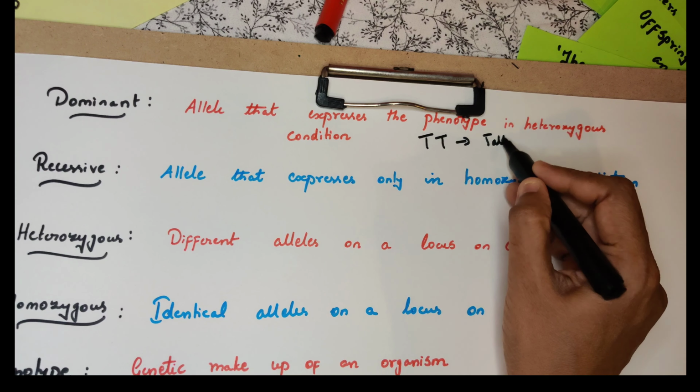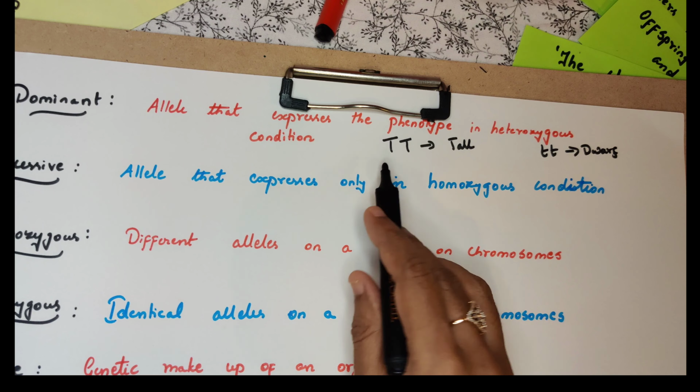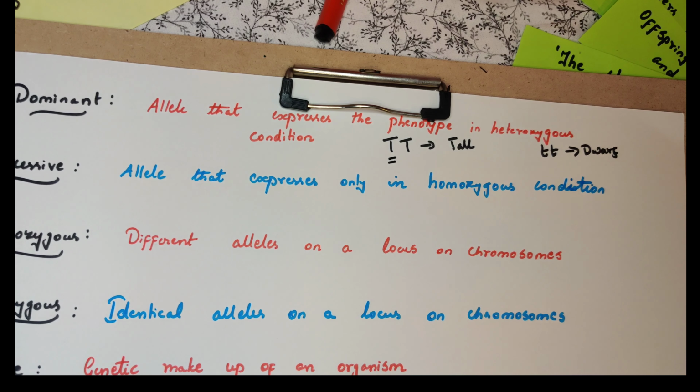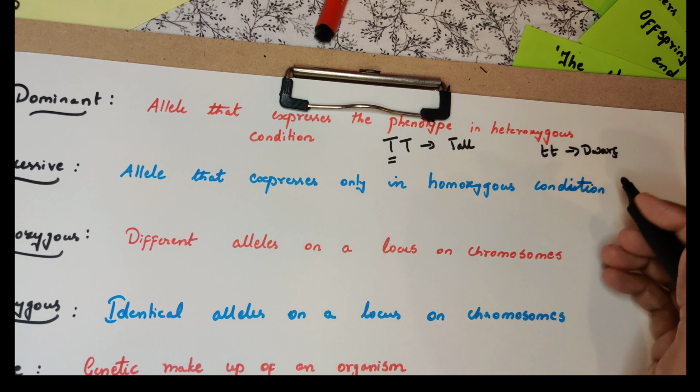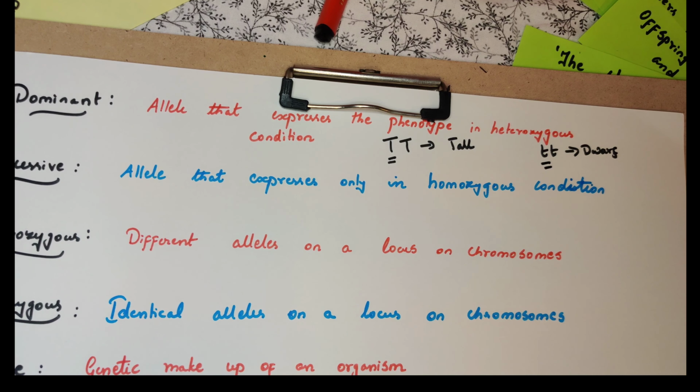So for now you understand, this capital T that we are using here denotes that it is a dominant character. Tallness is a dominant character in an organism, that is Pisum sativum. And dwarfness is definitely a recessive character. Recessive is the allele that expresses only in homozygous condition.